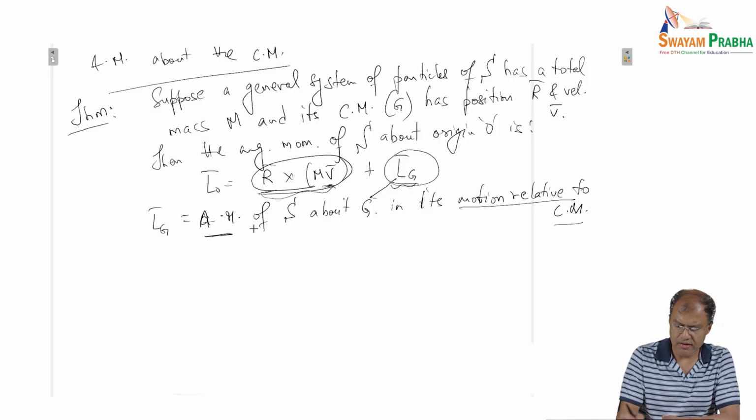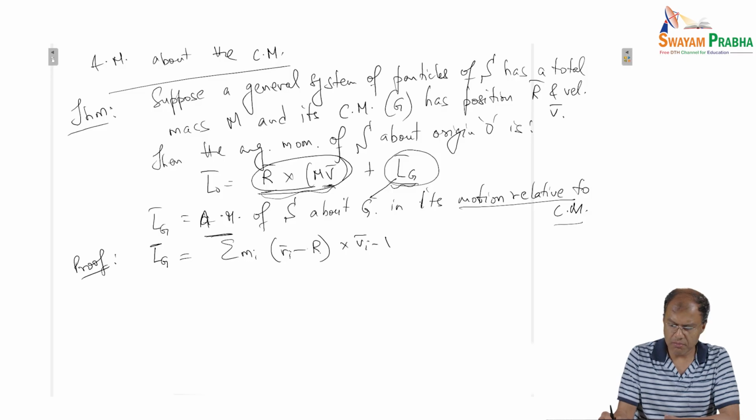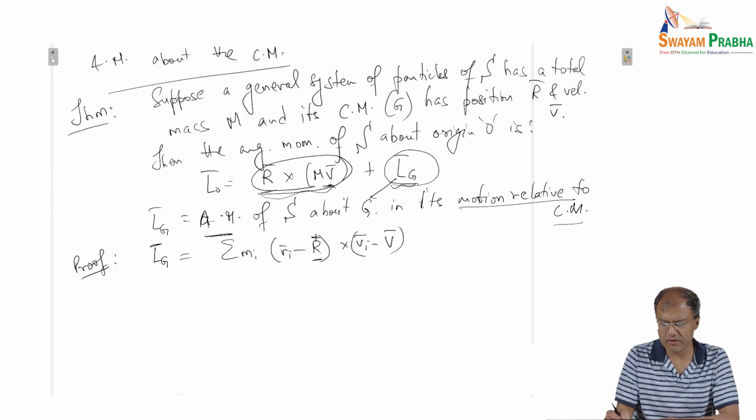Let us look at a quick proof of this theorem before proceeding. Since LG is the angular momentum relative to the center of mass, LG is the summation of mi (ri minus r) cross (vi minus v). So LG is the motion relative to the center of mass; we have already subtracted the position vector of the center of mass, and we have subtracted the velocity as well.